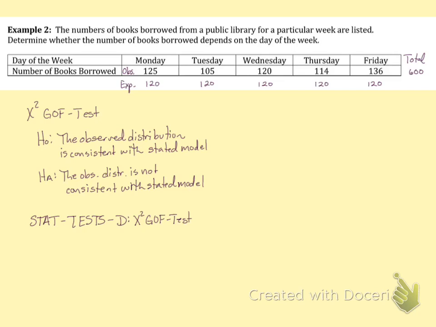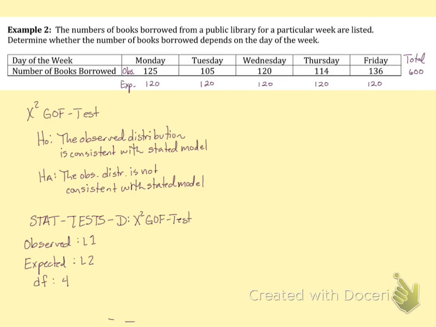So we should put our observed values here into L1 and the expected into L2. So this whole row of 125, 105, 120, that first row there, that goes into L1. That's what was observed. And then our expected, all the 120s, that goes into L2. Then we need our degrees of freedom. And the degrees of freedom for a GOF test is the number of categories minus 1. So in here we're looking at 5 days of the week. So it's 5 categories minus 1 means we have a degree of freedom of 4.